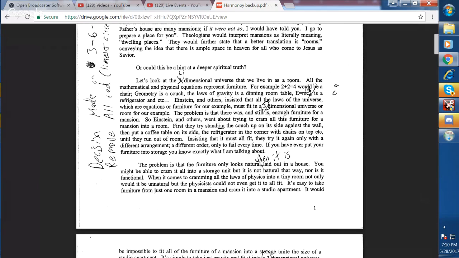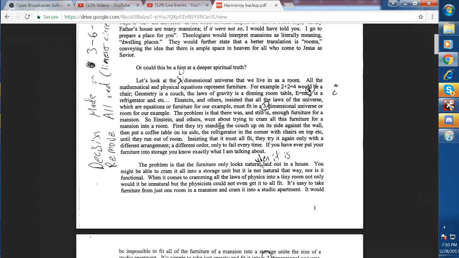All the mathematical and physical equations represent furniture, for example. So this is where I'm trying to bring advanced physics down to the kindergarten level, if you will. So let's just say all the mathematical and physical equations are furniture. And then, for example, 2 plus 2 equals 4 would be a chair in this example.